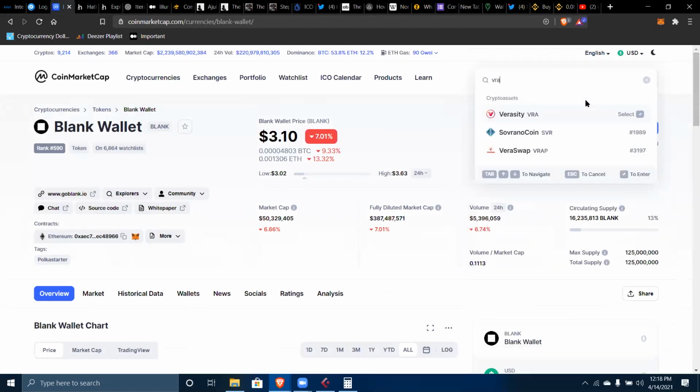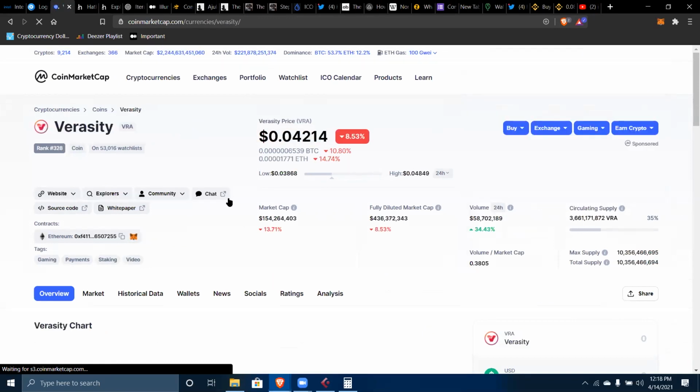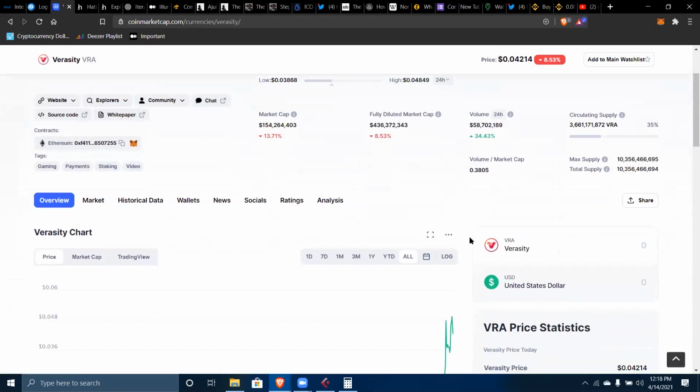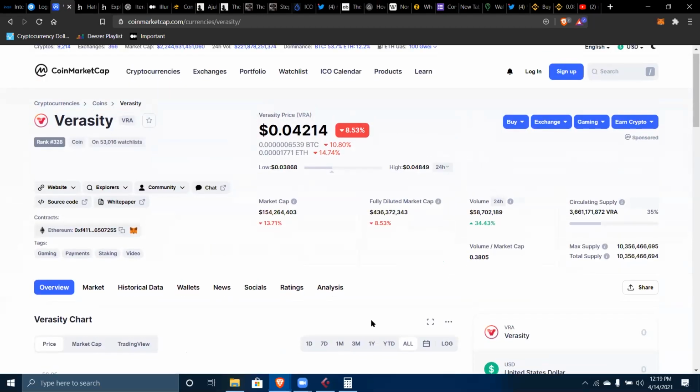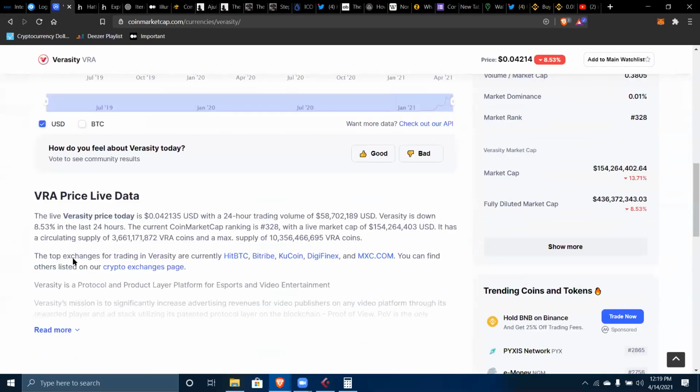VRA is a gaming platform. Do you know what it means? They even had a partnership with PUBG last year, PUBG and Call of Duty. And all of that did not even move it. You can read about them, you see.